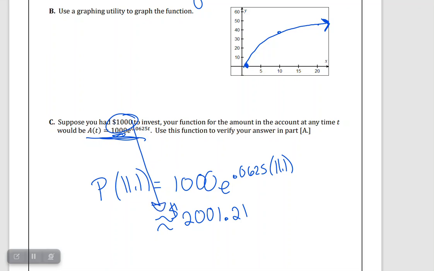It's pretty appropriate for what we're trying to get. So I think it's a pretty good estimate.